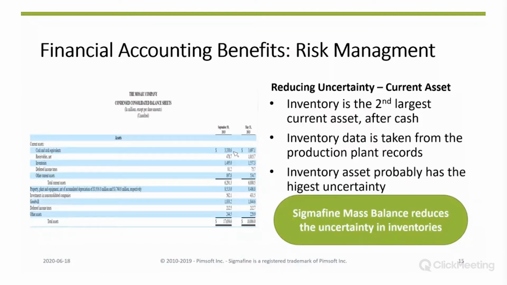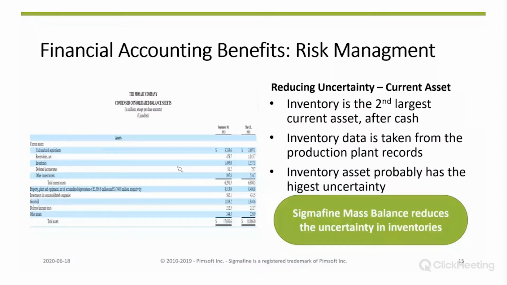Your process requires a lot of recycle, and it's probably the only data that is taken directly from your production records. So even though the production engineers and the plant managers are running and operating the plant to make money daily, to make good decisions, in the end, the inventory, which can be up to 50% of your cash, gets onto your balance sheet. And you don't want a number here with a 50% inaccuracy or 10% inaccuracy or uncertainty. So Sigmafine reduces the uncertainty in your inventories.